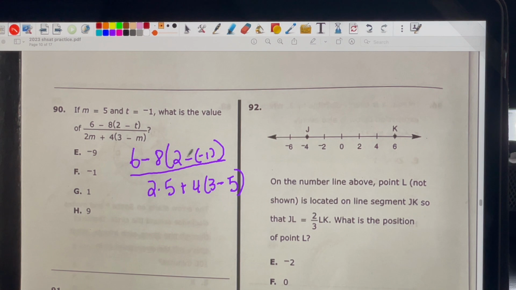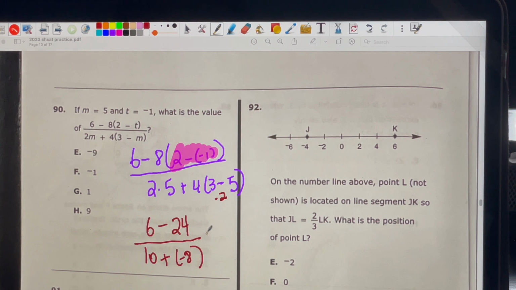On the top, we have to do parentheses first, so we're going to do this guy first. 2 minus negative 1 is 3. So we get 6 inside the parentheses 3, and 3 times 8 is 24. So that's what I have in the numerator. Denominator, we can multiply these two, we get 10, plus 3 minus 5 is negative 2, and 4 times negative 2 is negative 8. So far, that's what we have. 6 minus negative 24 is negative 18. And 10 plus negative 8 is positive 2. Final answer, negative 9. All right, so I think the tricky part was this guy right here, when you substitute t with negative 1 and don't put the parentheses.